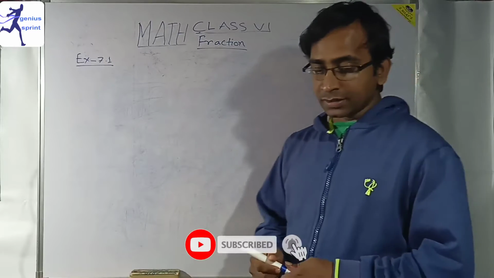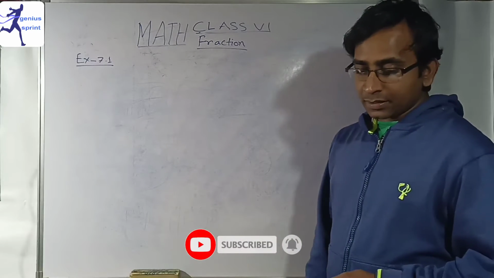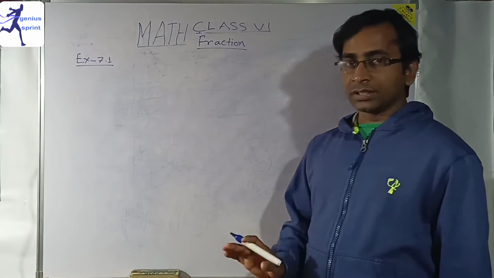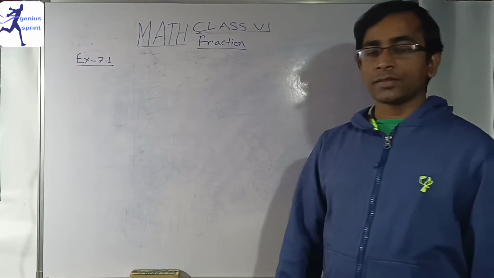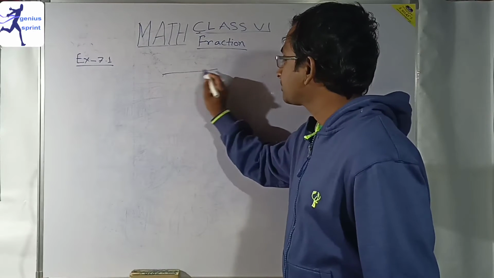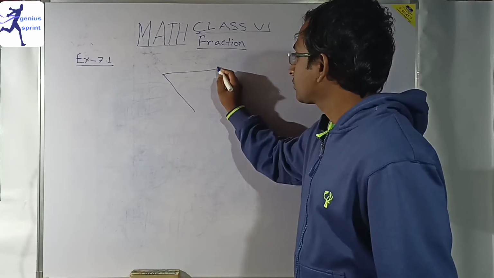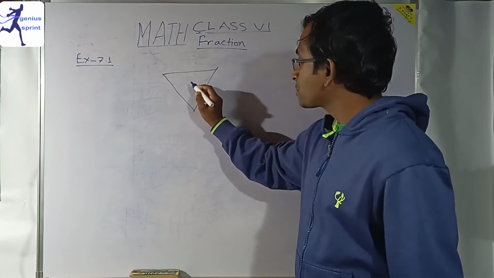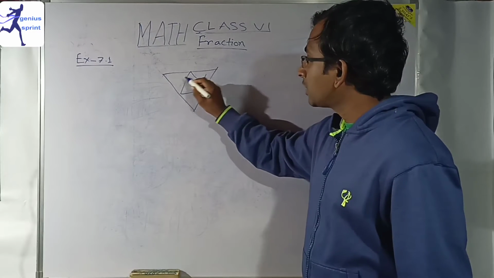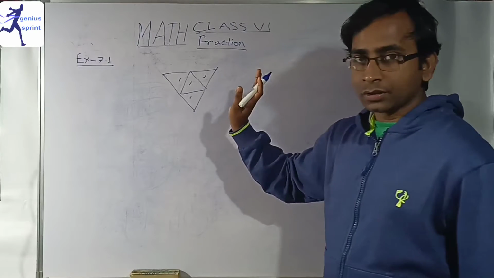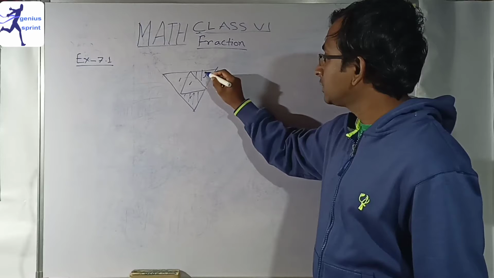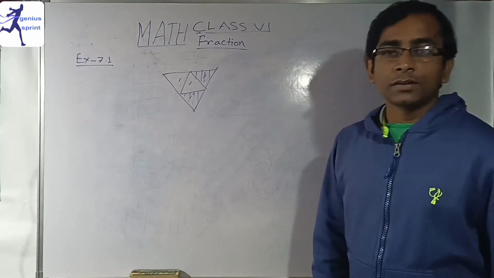Our first question is, write the fractions representing the shaded portions. Here 4 figures with shaded portions are there, so you have to find these fractions. Our first figure is like that. Suppose these all are equal, and this section is shaded and this section is shaded. We have to find the fraction of it.